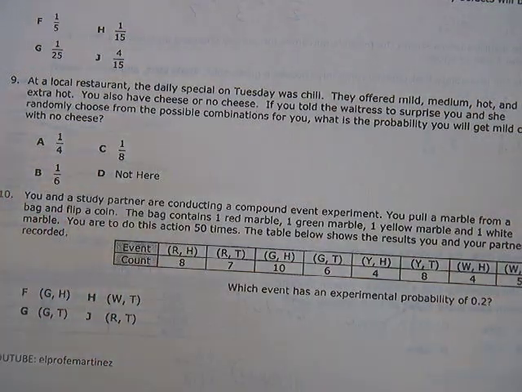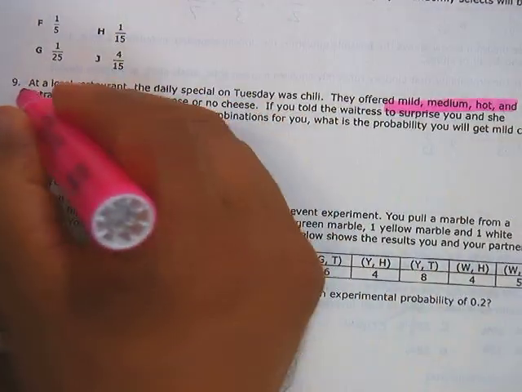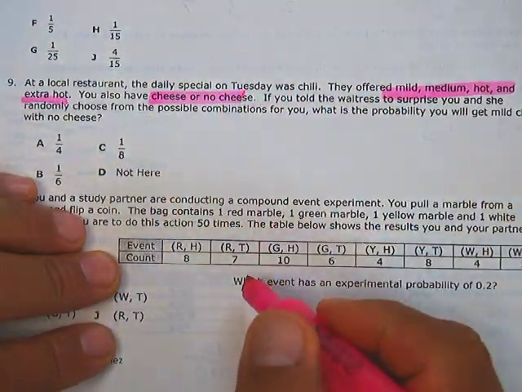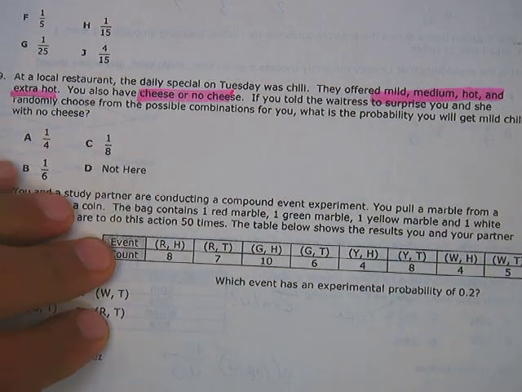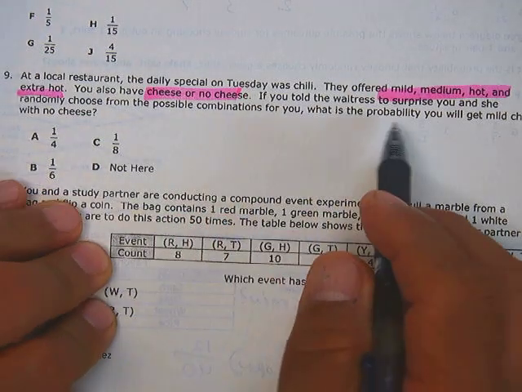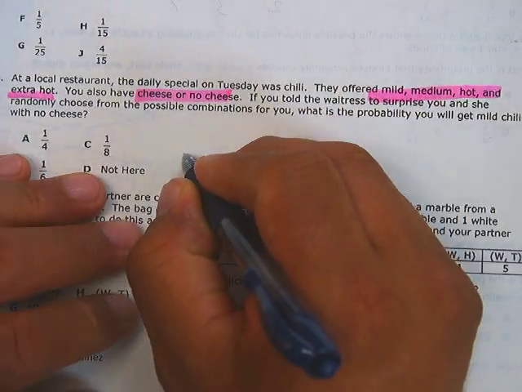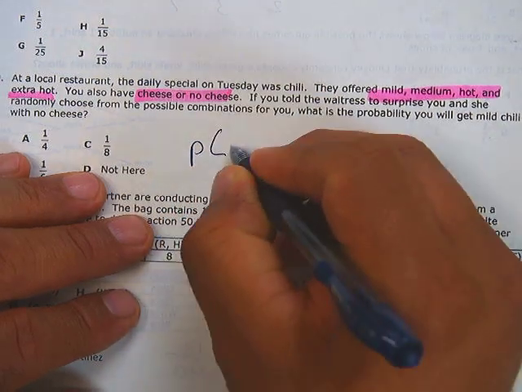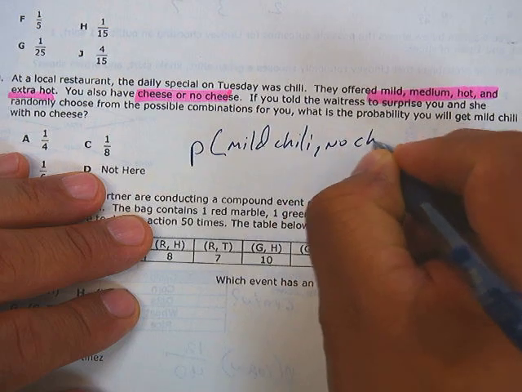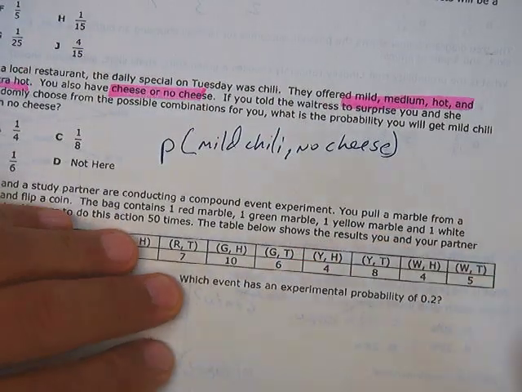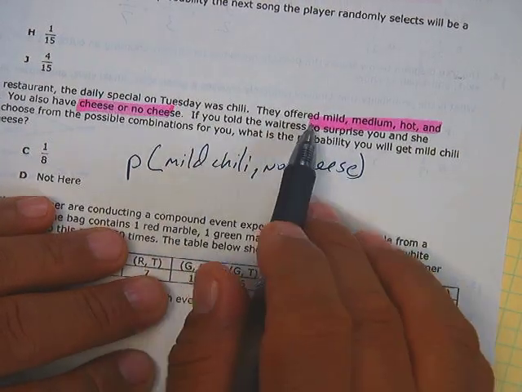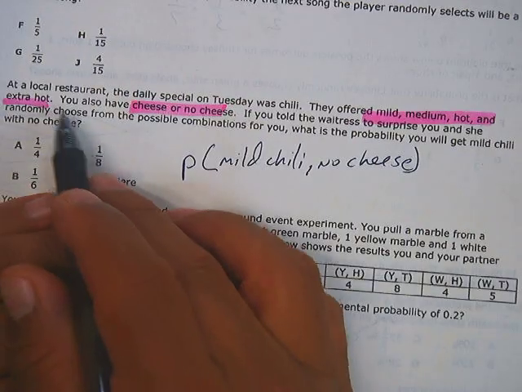At a local restaurant, number 9. At a local restaurant, the daily special on Tuesday was chili. They offered mild, medium, hot, and extra hot. So we have those options available. You can also have cheese or no cheese. If you told the waitress to surprise you and she randomly chose from the possible combinations for you, what is the probability that you would choose mild chili with no cheese? So the probability of mild chili and no cheese.